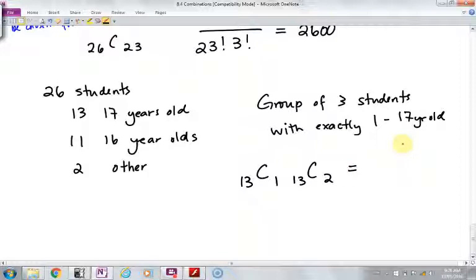So I have 13 choose 1 times 13 choose 2 because I want one 17-year-old and I want 2 other students. And by other I mean 16 or some other age other than 17. So I'm including all of these together as other. I have 13 17-year-olds and I want one of them, and I have 13 not 17-year-olds and I want 2 of them. When I calculate that, I can put that in my calculator, but 13 choose 1, do you know what that is? It's 13. If I have 13 students and I'm going to choose one of them, I have 13 ways to do it. And 13 choose 2. Anybody know what that is?